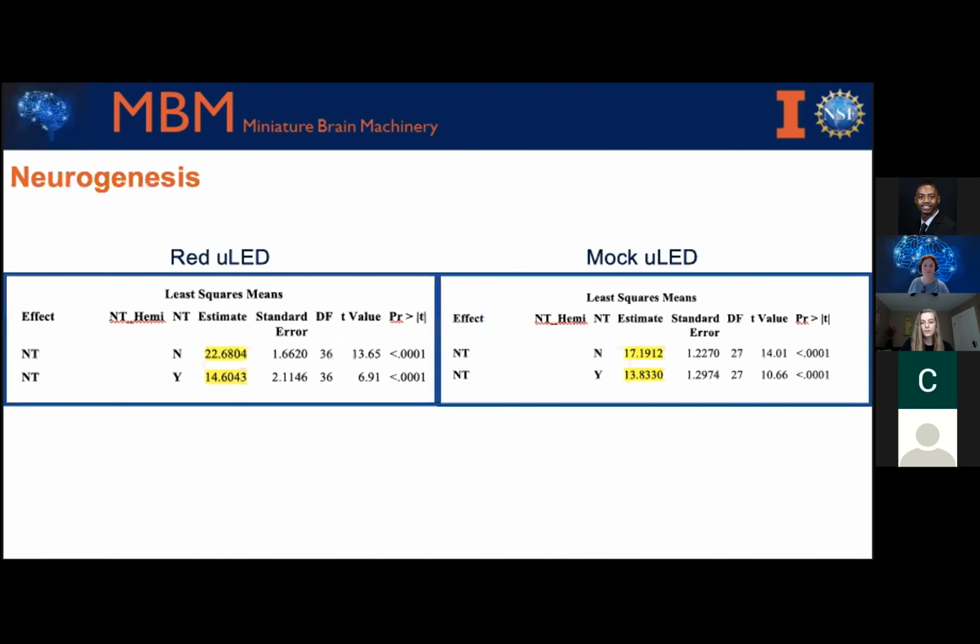In terms of neurogenesis, we found that both mice actually had less neurogenesis in the regions of the hippocampus closest to the implanted micro-LED, and the difference between hemispheres was actually greater for the treatment mouse implanted with the red micro-LED. So our conclusion from this is that the decreased neurogenesis is likely due to damage to the tissue caused by the implantation of the micro-LED.